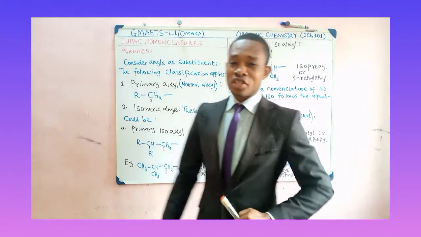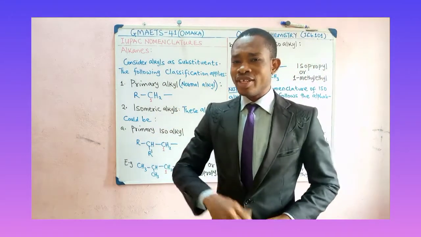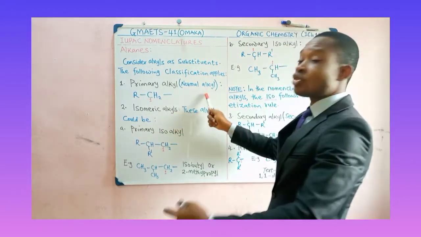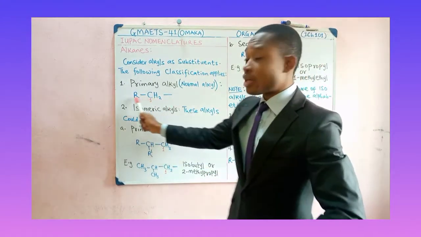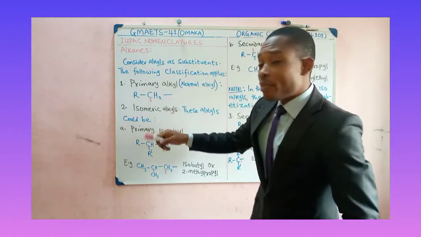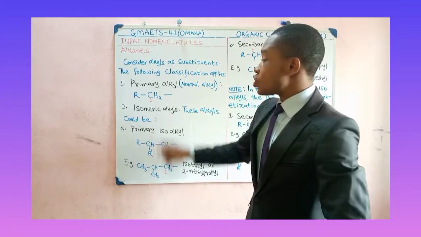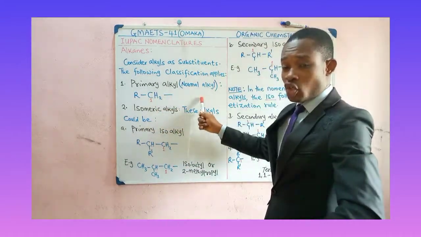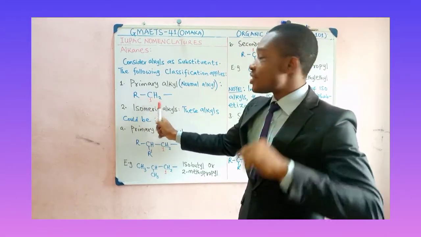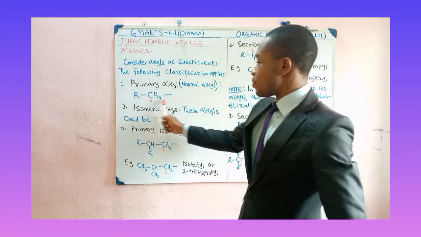On the board we have classification of alkyls. The first one is primary alkyl, which I refer to as normal alkyl. It takes the general form RCH2, then this bond line is the line linked to the parent chain. So this is the alkyl. It's a primary alkyl because, like we defined previously, a primary alkyl is one in which the carbon of the functional group, which in this case happens to be the carbon directly linked to the parent chain. Are you getting me? That carbon bears only one alkyl. That carbon is attached to only what? One alkyl. Hence, this is a primary alkyl.